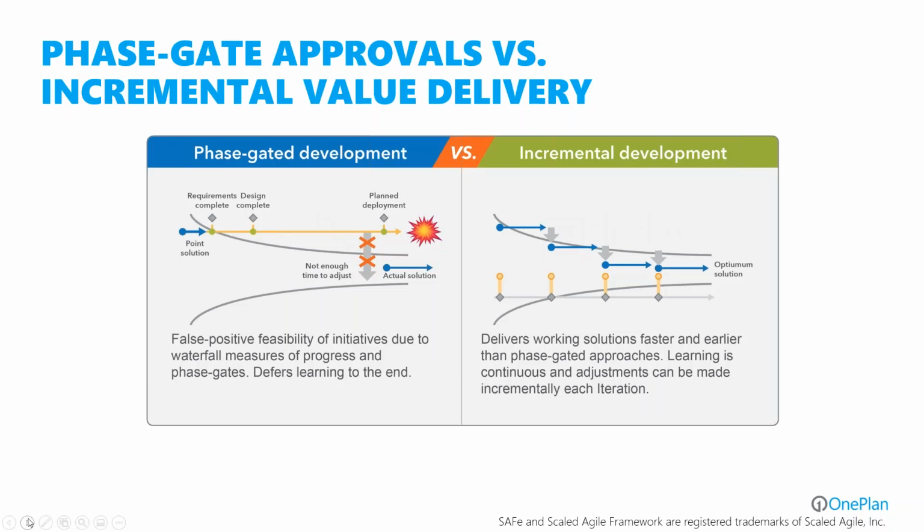Phase gate approvals versus incremental development. This is at the core of all agile thinking, which is if you set yourself up with multiple stage gates when developing something, those stage gates might slow you down. Worse still, it means you can't go back. What that means is you're crossing your fingers and hoping for a great outcome at the end of everything. Incremental development, we take away some of the stage gates.